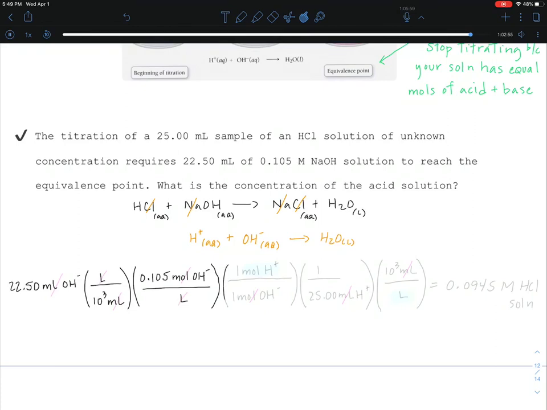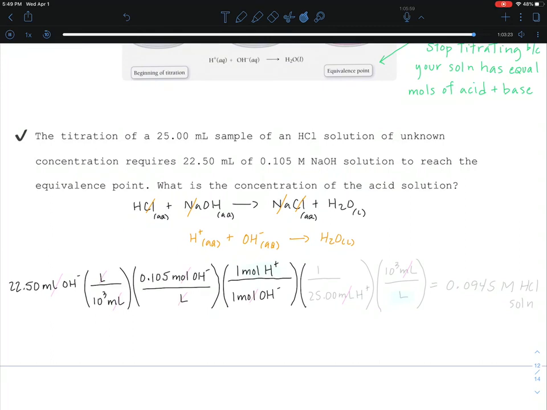Then you have to figure out, based on your net ionic equation there, how many moles of acid were quenched by the base, or neutralized by the base, right? So I've got 1 mole of hydroxide based on my net ionic equation. Mole ratio is 1 to 1. So it takes 1 mole of hydroxide to neutralize 1 mole of that particular acid. It's a monoprotic acid.